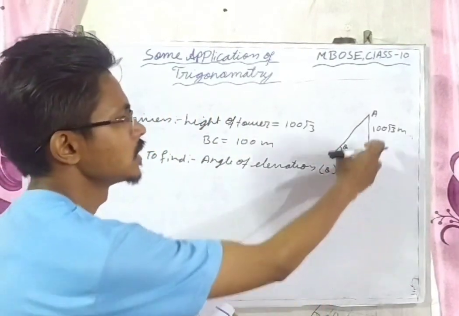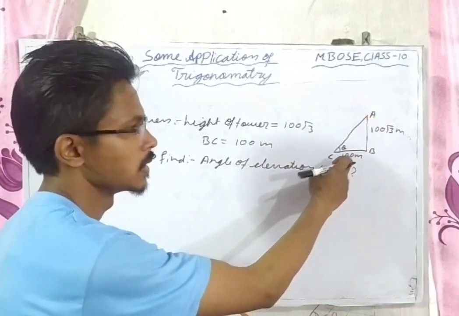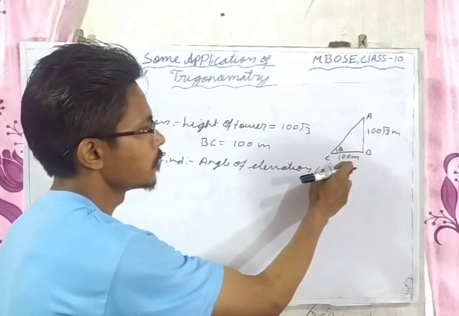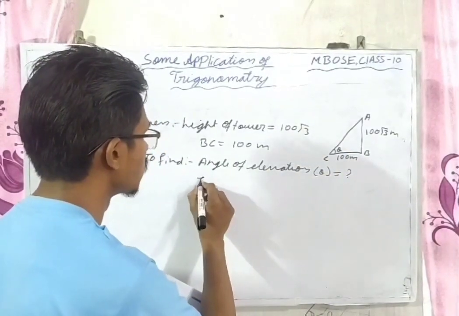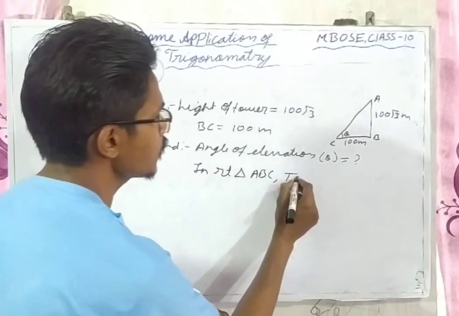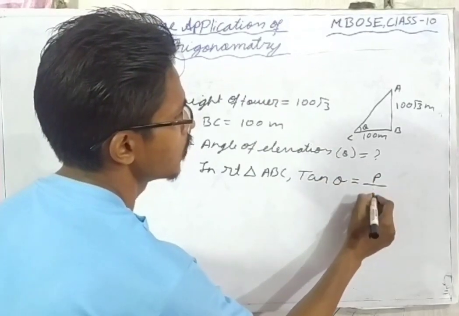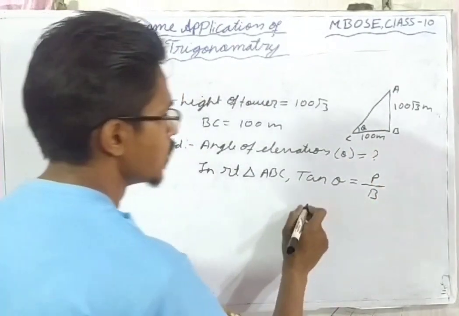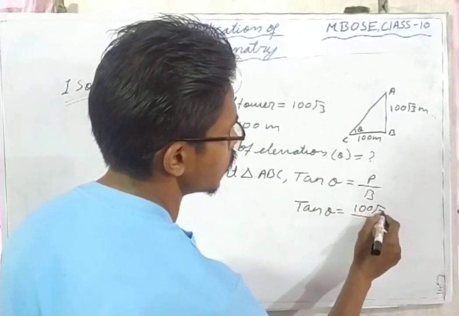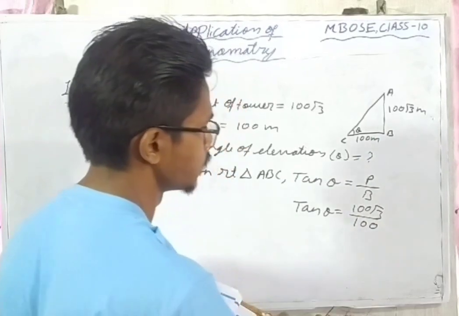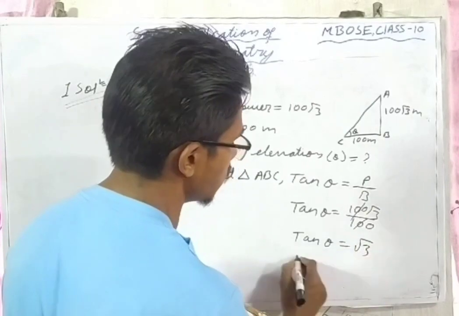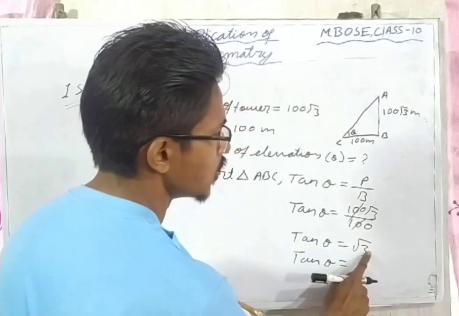Now see what is given here. Height, and this is base. This is called perpendicular, and this is base. So perpendicular by base is tan theta. So here we can write, in right triangle ABC, tan theta is perpendicular by base. So now I will write tan theta is equal to perpendicular, which is 100 root 3, and base is 100. The 100 gets cancelled. What will be left? Root 3. Tan theta is equal to root 3.